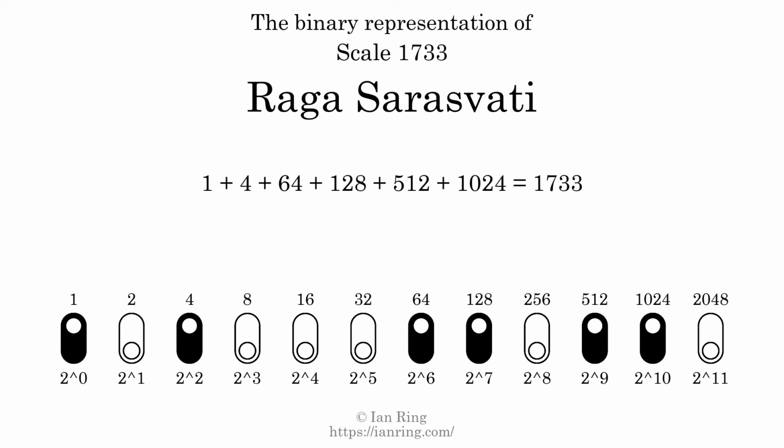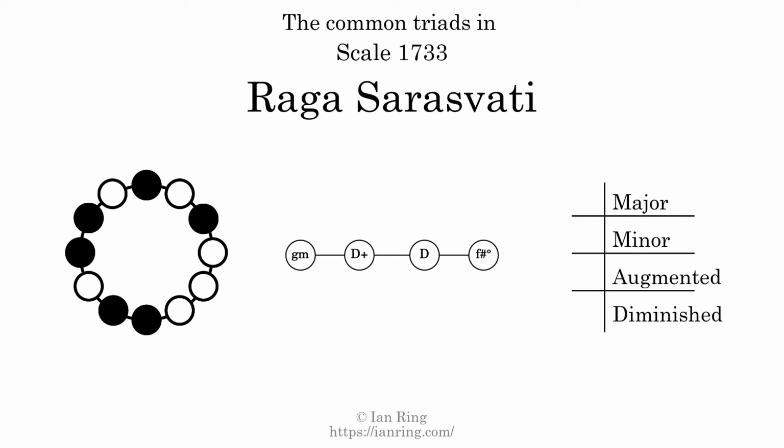That is why the scale number, in decimal, is 1733. The scale number not only enumerates the scale with a unique index, but it also literally describes the tonal content of the scale. Represented as a binary number in base 2, the scale number is 0110110000101. Here are the common triads present in this scale.